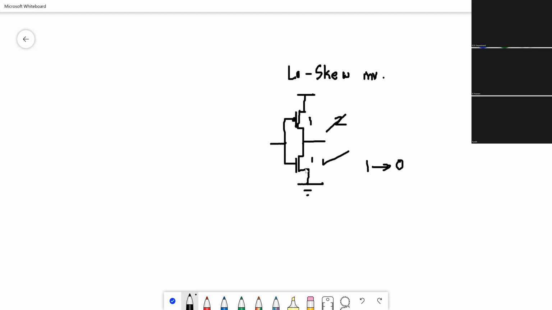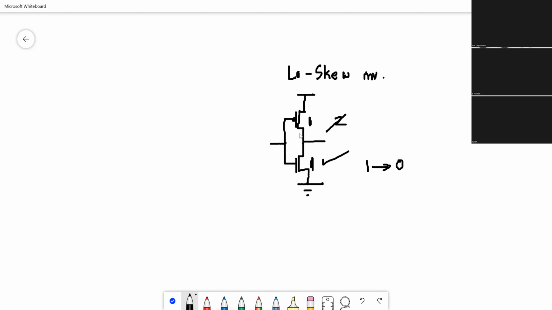This is the meaning of the low skew inverter. Whichever transition is critical, in this case 1 to 0, high to low transition, you keep that transistor at the same size, that is 1. This transition is not so important. Maybe it occurs very rarely, or it's not very important to make the output go from 0 to 1 quickly. So you make that half. Now, next question is, what is the logical effort of this particular gate?